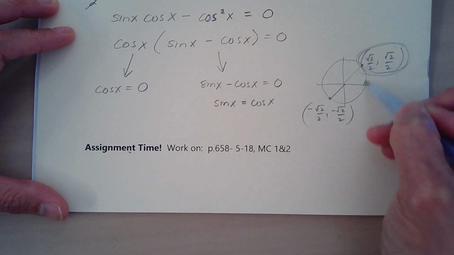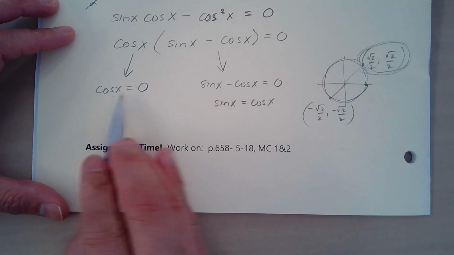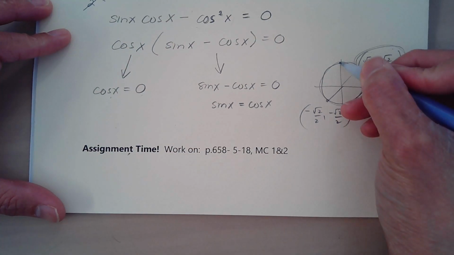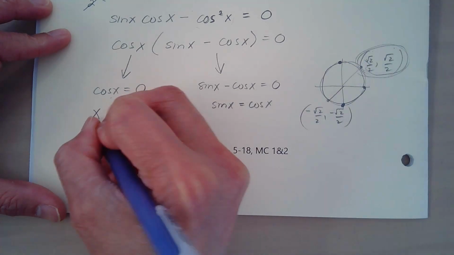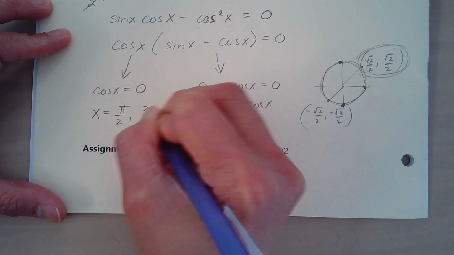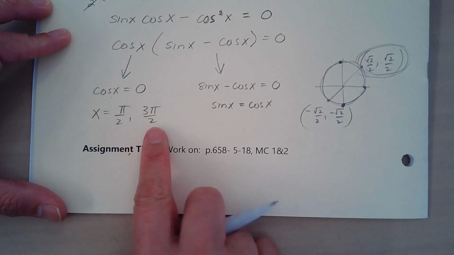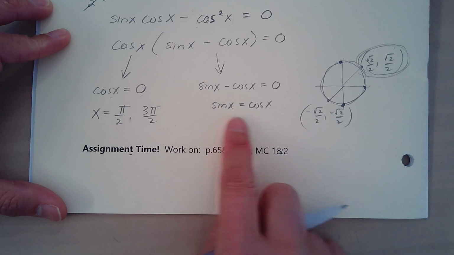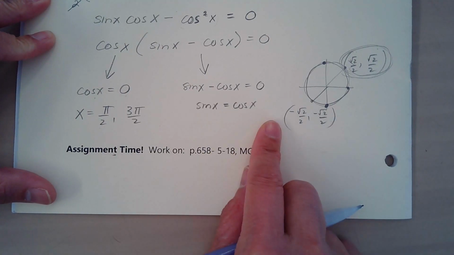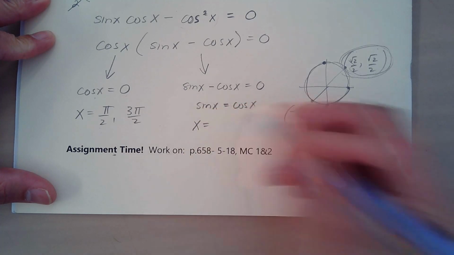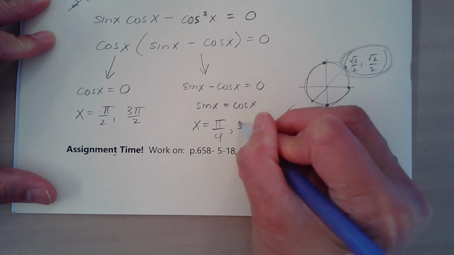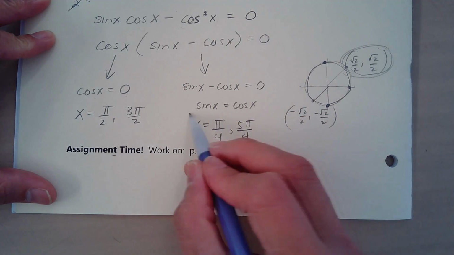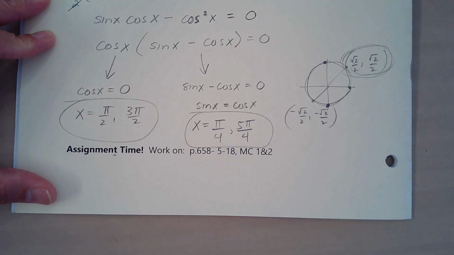In the span of 0 to 2 pi, cos is 0 at pi halves and 3 pi halves, so x is pi halves, 3 pi halves. That's for that. And where sine of x equals cos of x, that's when x is pi by 4 and 5 pi by 4. So these are our 4 solutions. Okay?